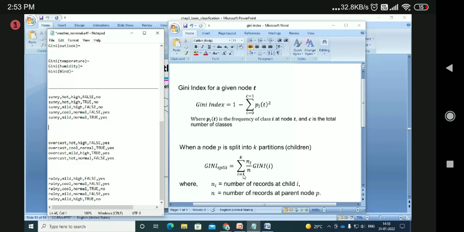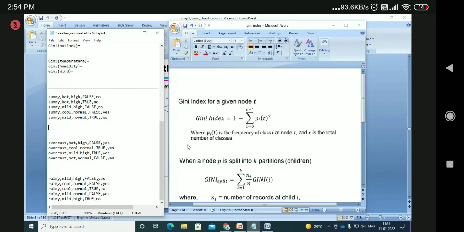And then when i goes to 3, so 3 is what? Rainy. So the number of instances are again 5. So 5 by 14 into Gini of rainy. So Gini of rainy is what? How many instances? 5. 3 are saying yes and 2 are saying no. So the Gini of rainy is 1 minus (3 by 5) whole square minus (2 by 5) whole square. So you have to solve this equation and then you will get the Gini of split.